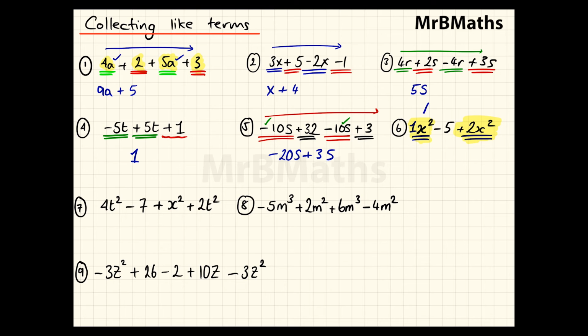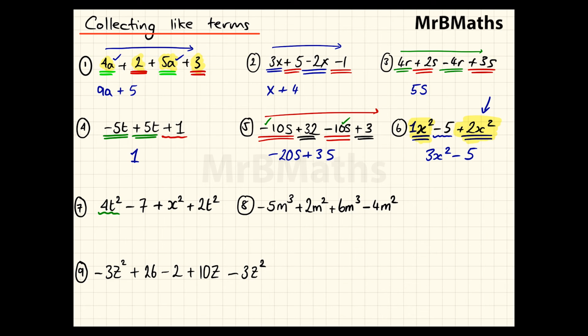Okay, so the like term here is the x squared part. This one here is saying that there's 1x squared, and this one here is saying there's 2 lots of x squared. So if I collect them or add them all together, I have 1x squared plus 2x squared, which gives me 3x squared. I've then got minus 5. I scan the expression. Minus 5 is the only number by itself, so therefore it is minus 5.